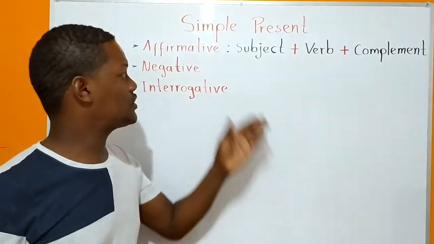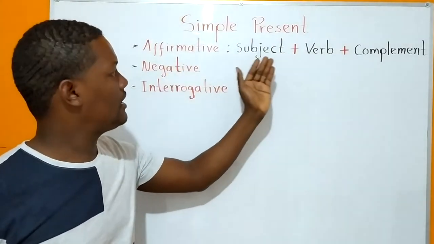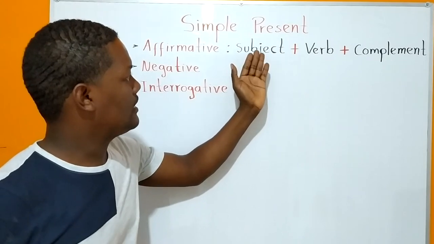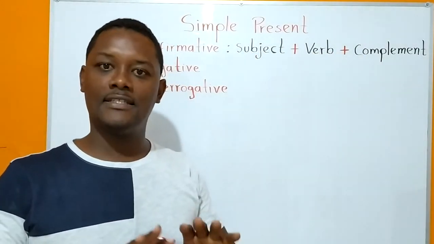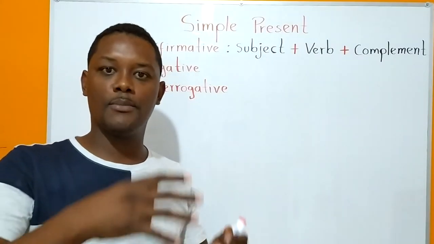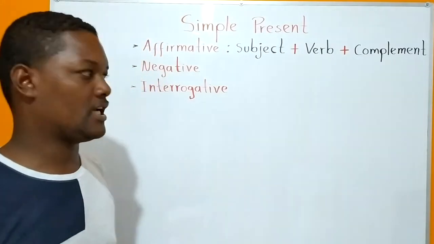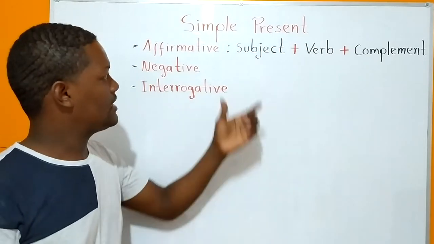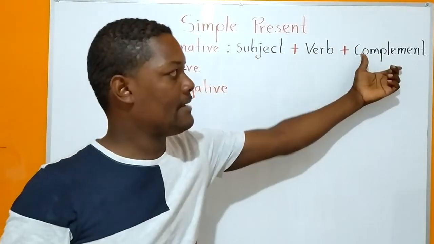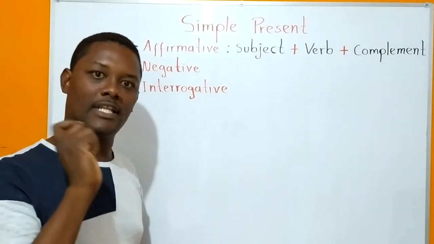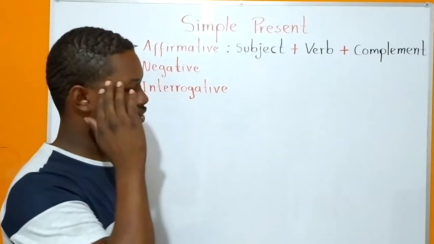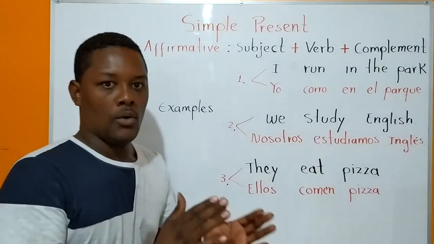Alright, here you have the structure of the affirmative way. Here you have subject, the verb, and the complement. That's what you need to build a sentence in English using the simple present. Subject, verb, and complement. Now, let's build a sentence that you can understand better.